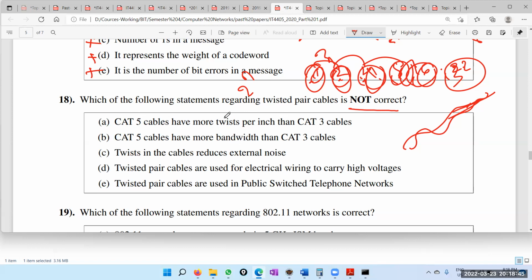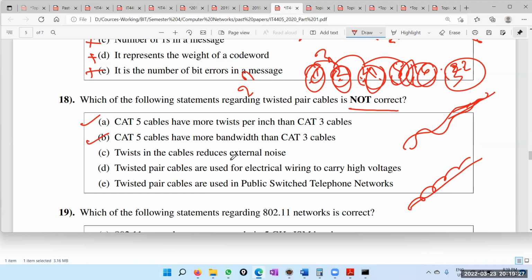Category 5 cables have more twist per inch than category 3. Yes. Higher the number of twists, higher the quality. And of course, higher the category number is also higher the quality. That is obvious. But it's not only the number of twists, it is the quality of the copper, and whether you shield or not. So all those things count for higher data rates. Okay. Category 5 cables have more bandwidth than category 3. Yes, obvious. More bandwidth means you can use it for faster communication. Yes.